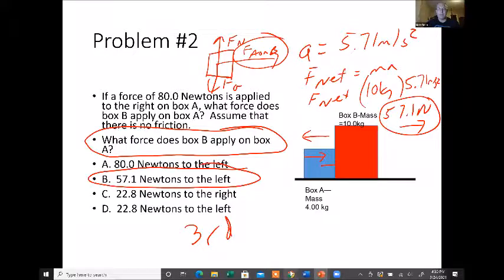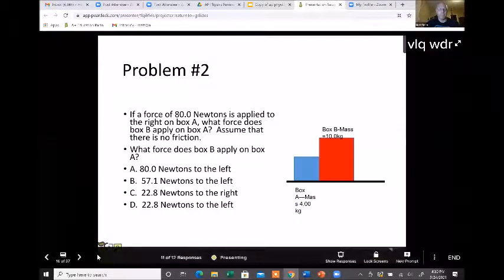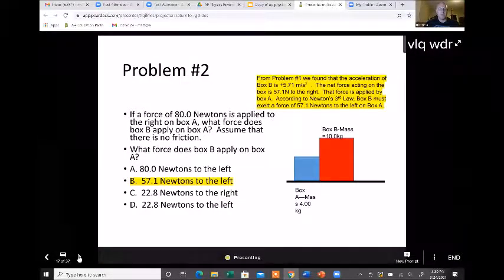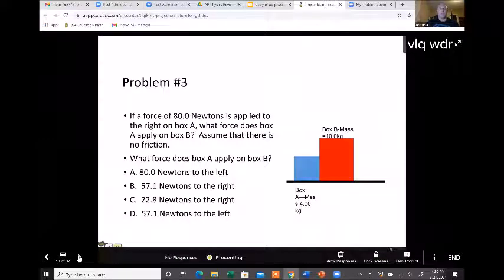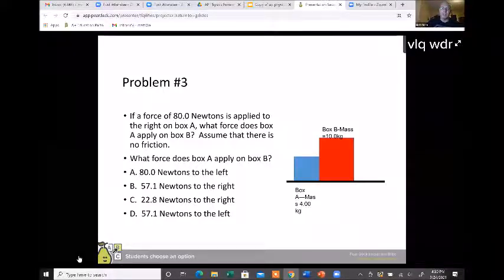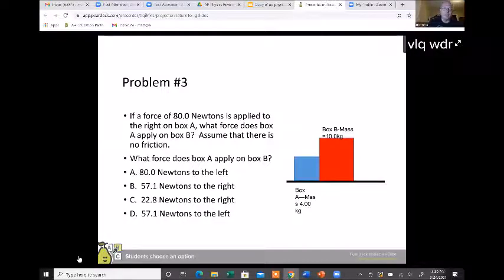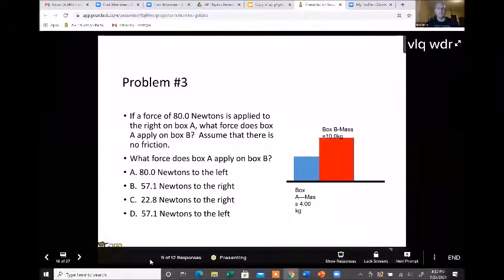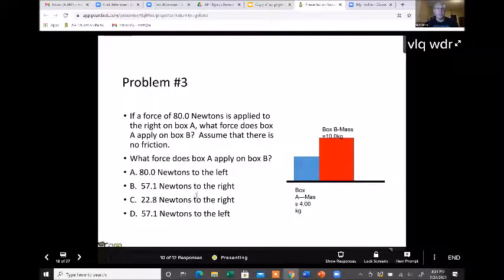All right, let's go back to our Pear Deck. Problem 3, we really already answered. We found it first. What force does A apply on box B? I think I already told you this, but just so you have the correct answer, here it is: B. Go ahead and input B. If you go back and look at your Pear Deck takeaway, make sure you put in B.